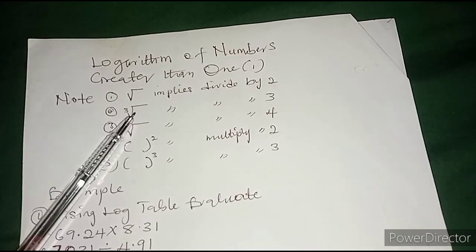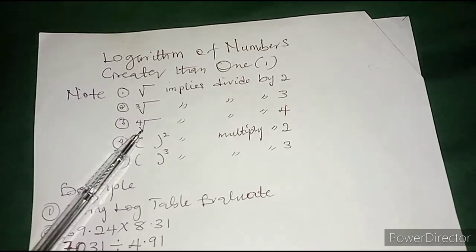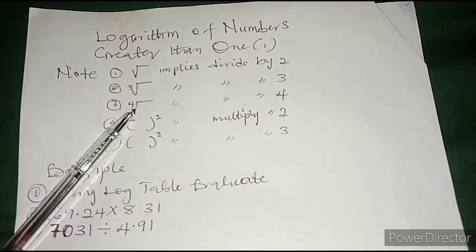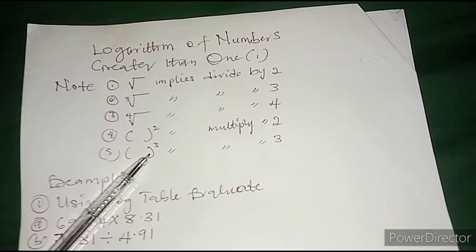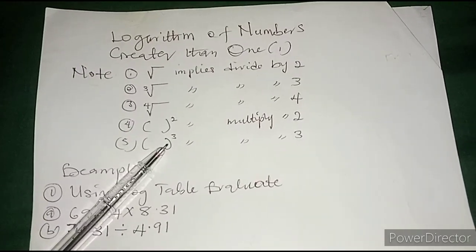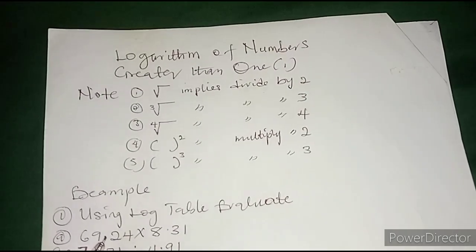When you look for the log of a number, you divide by 3. When you look for the log of a number, you divide by 4. When you look for the log of a number, you multiply by 2. When you look for the log of a number, you multiply by 3. So quickly, we're going to be taking some examples.